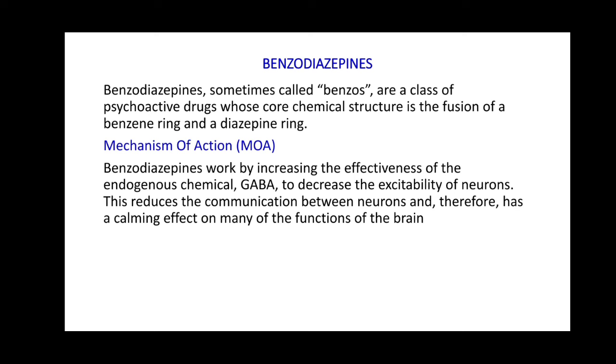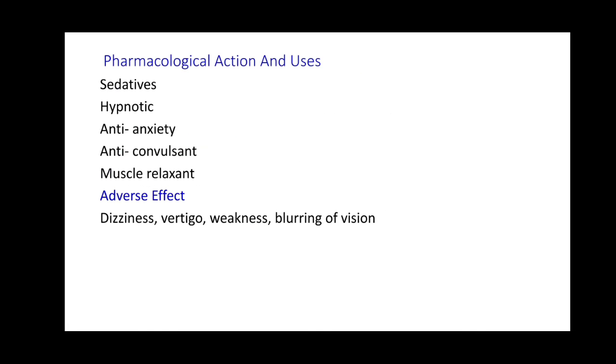Mechanism of action, MOA. Benzodiazepines work by increasing the effectiveness of the endogenous chemical GABA to decrease the excitability of neurons. This reduces the communication between neurons and therefore has a calming effect on many of the functions of the brain. Pharmacological action and uses include sedative, hypnotic, anti-anxiety, anticonvulsant, muscle relaxant. Adverse effects: dizziness, vertigo, weakness, blurring of vision.